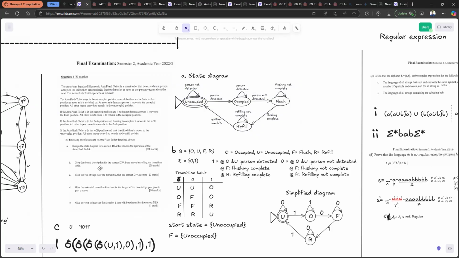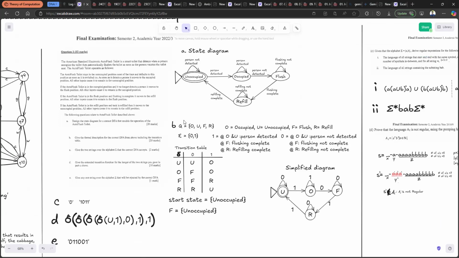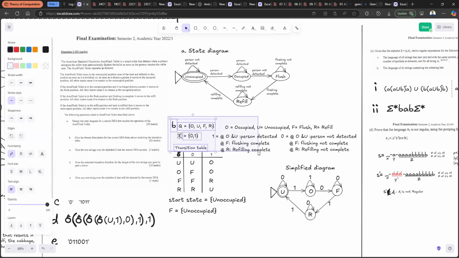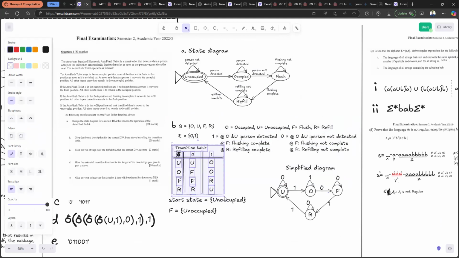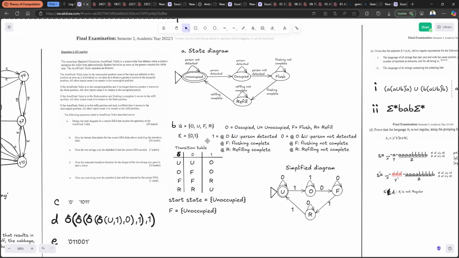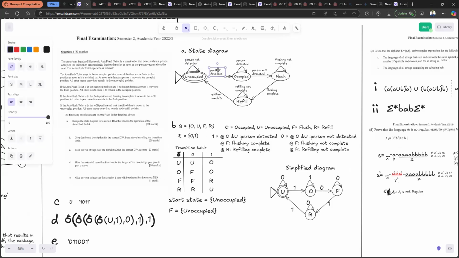Question B says, give the formal description for the correct DFA, including the transition table. I use acronyms for the words, so that I can draw the table in a very concise manner. So instead of occupied, I have O, instead of unoccupied, I have U, and so on. And instead of having these words, I just assign them binary values. Either the thing happened or it didn't, 1 or 0.